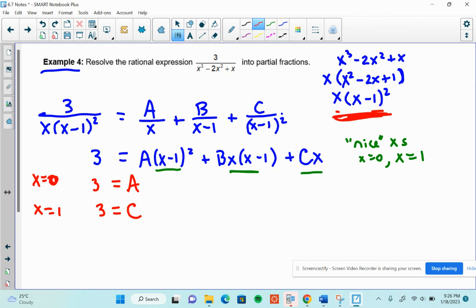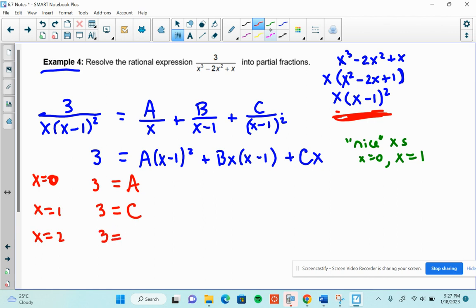Now I have to find b. And how am I going to do that? This is a little tricky. So this time, what we're going to do is we're going to equate coefficients a little bit, I think. Actually, no, you know what? Let's plug in another value. We'll do equating coefficients a little bit later. Let me plug in x equals 2. That works pretty well. Left side is 3.